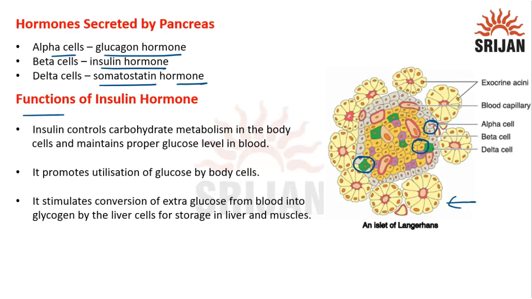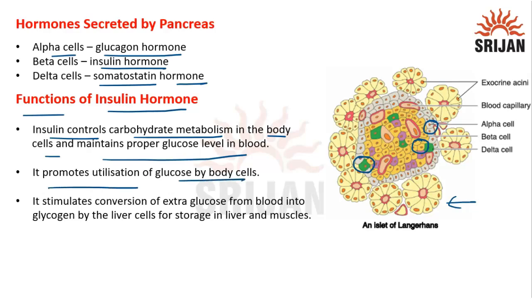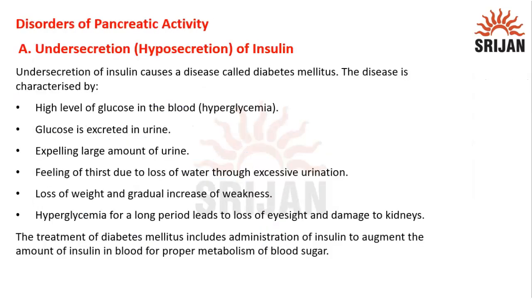Now, functions of insulin hormone. Insulin controls carbohydrate metabolism in the body cells and maintains proper glucose level in blood. It promotes utilization of glucose by body cells. It stimulates conversion of extra glucose from blood into glycogen by the liver cells, for storage in the liver and muscles.